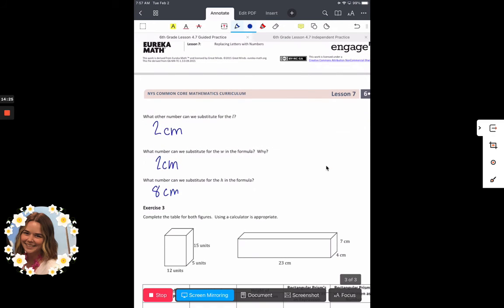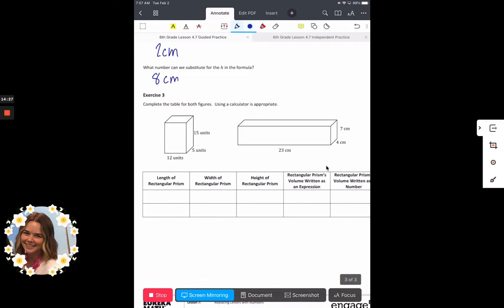Let's keep going. So we have another table to complete. So again, I'm going to label these. I'm going to call this one A and this one B, just so I can keep them organized. So I want you to go ahead and fill in as much of that table as you can, and then you can pop back onto the video and check your work. So I want you to go ahead and pause the video here, fill in as much of that table as you can, and then come back and check your work.